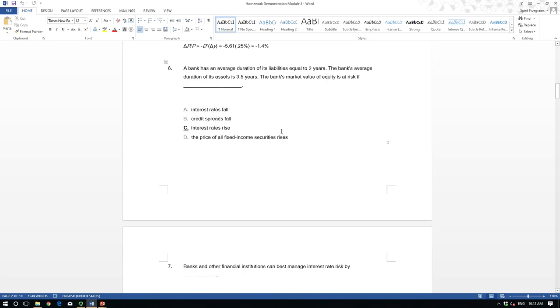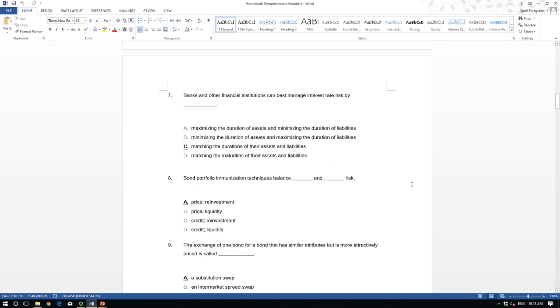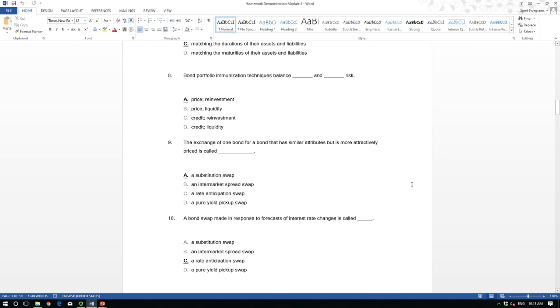This is a pretty harder question for you to deal with, and you need to visualize the structure of the balance sheet to see how bond price changes if durations are mismatched. Number 7, banks and other financial institutions can best manage interest rate risk by doing what? Well, here, immunization strategy. Immunization strategy requires them to match the duration of the assets and the liabilities. So answer C.